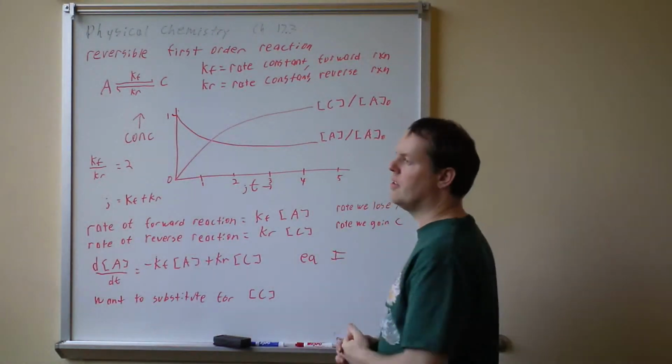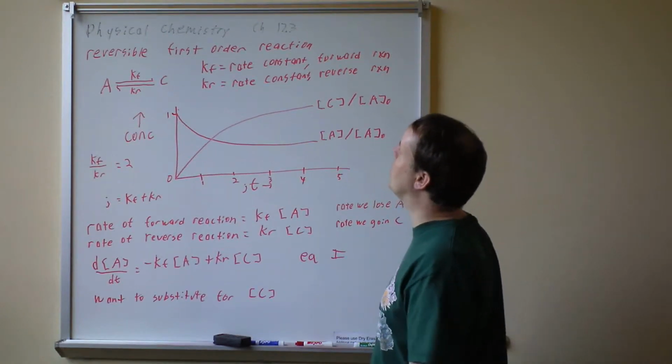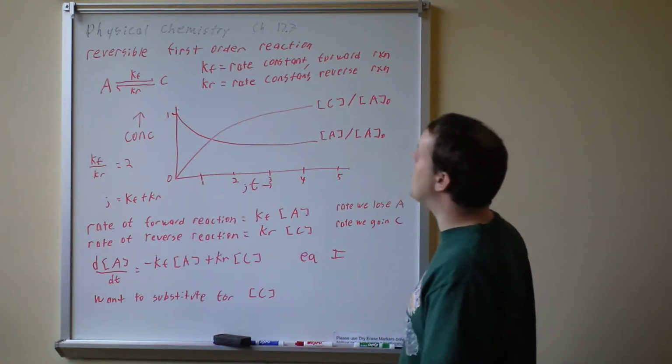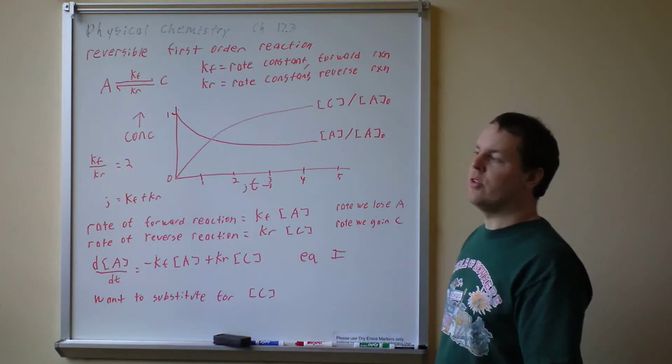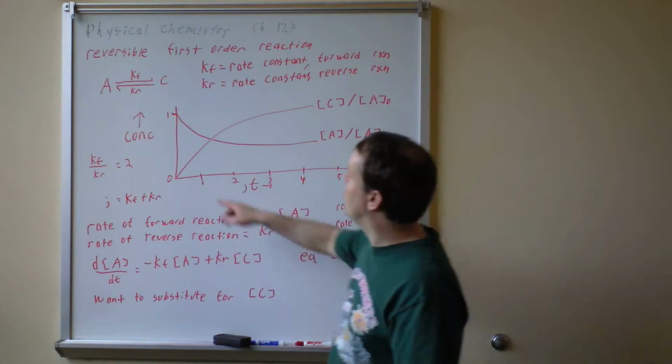Okay, continuing on chapter 17, section 3. Now we're going to talk about what happens if you have a first order reaction, but it's reversible. Remember, before we did a first order reaction, but it was going only one direction, from the reactant to the product. So this is what it's going to look like.